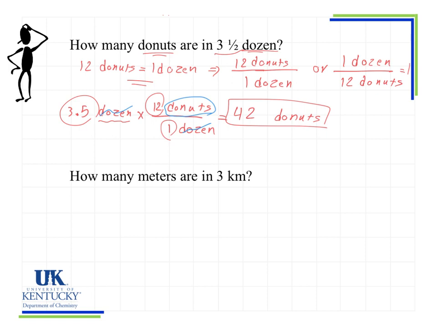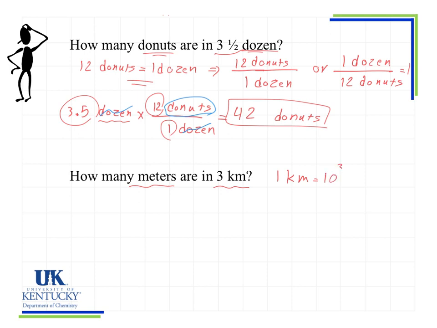So let's see our next example. How many meters are in 3 kilometers? Okay, so first you have to find your equality. What equality do we have that relates kilometers to meters? We know that 1 kilometer, and we talked about this before, always 1 goes with the prefix, and the definition. What is the definition of kilo?